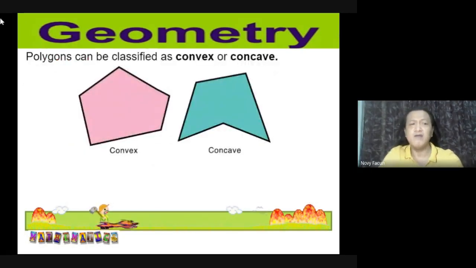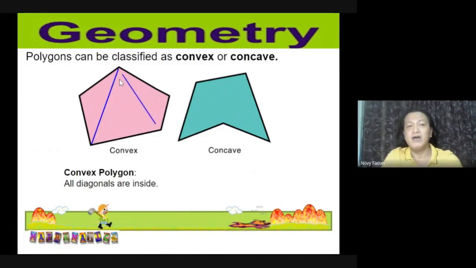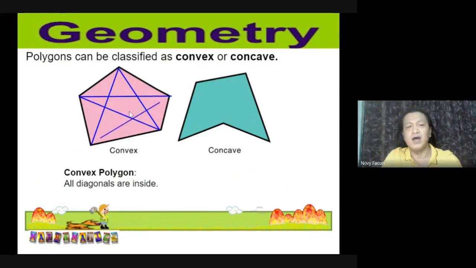Okay. Next, how are you going to classify the polygons whether it is a convex or concave? So kung titignan natin yung figure, this is a convex. Ito ay concave. So with that, pag sinabi natin convex polygon, all diagonals are inside. Ibig sabihin niya yung diagonals niya kapag nag-draw tayo, nasa loob lahat. Sige, check natin kung tama ba. Okay, so draw natin yung mga diagonals. Ibig sabihin nakita natin na all diagonals are inside. Kaya siya tinawag na convex.